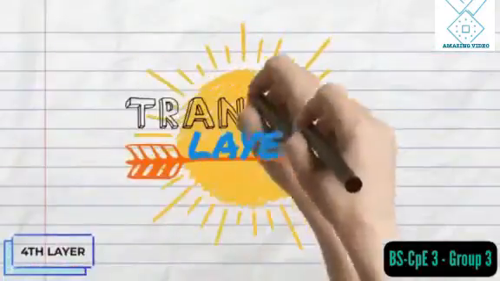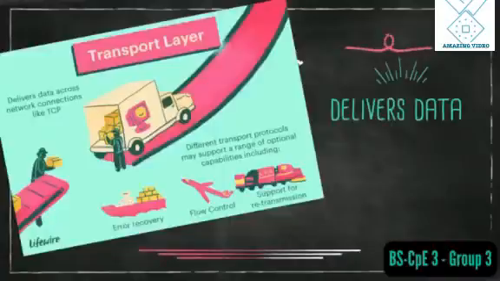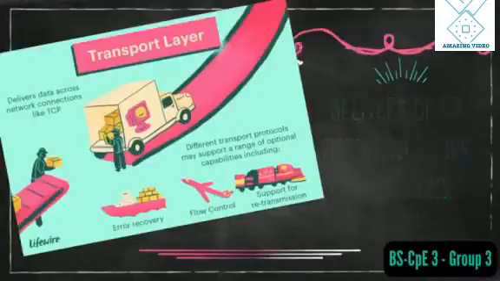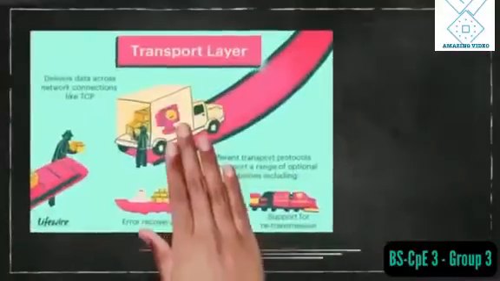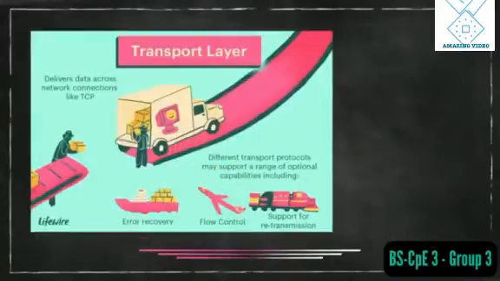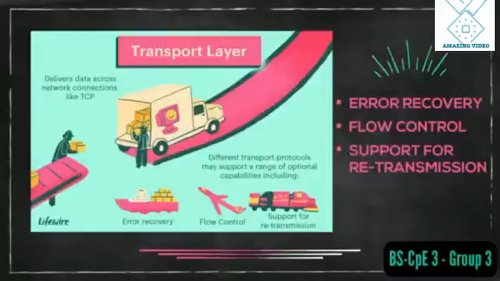The fourth one is called the transport layer. The transport layer delivers data across network connections. TCP, or Transmission Control Protocol, and UDP, or User Datagram Protocol, are the most common examples of transport layer network protocols. Different transport protocols may support a range of optional capabilities including error recovery, flow control, and support for retransmission.